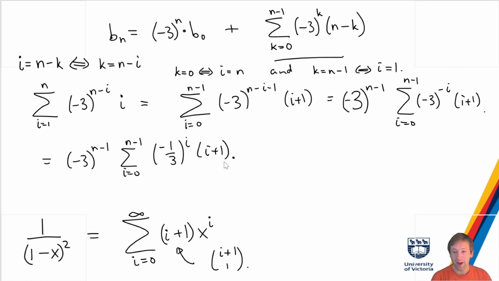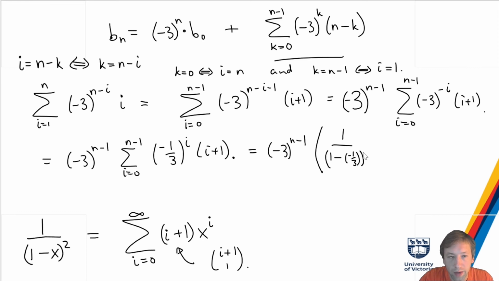Now we've got a finite sum, which we can write as a difference of two infinite sums. So this is negative 3 to the n minus 1 times the infinite sum, 1 over 1 minus negative a third, all squared on the bottom, minus the same thing with x to the n. There's no x, but my x is negative a third to the n, over the same thing, 1 minus negative a third, all squared.